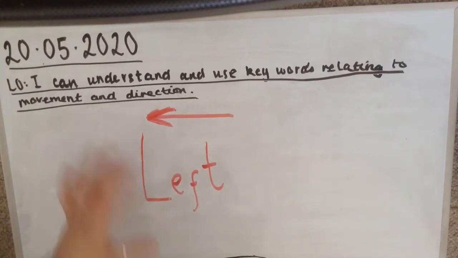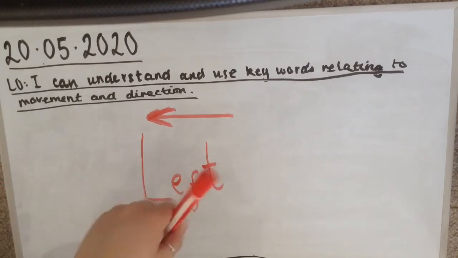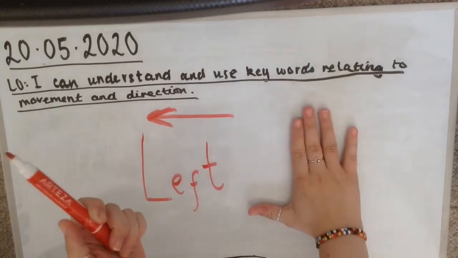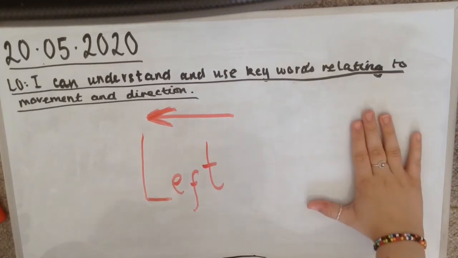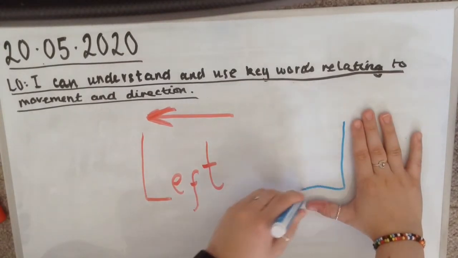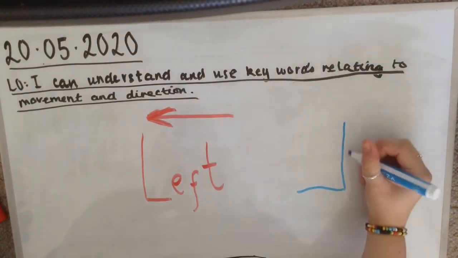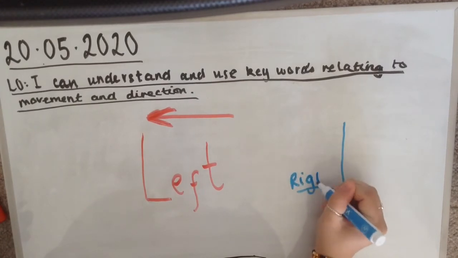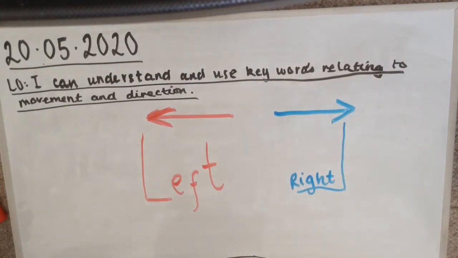Some of us, like Destiny and Sean, write with our left hand. I can't, that feels really weird to me, but some of us do. That's how we find our left hand. And this hand here would be my right hand, because, as we can see, that's not how we write our L. So actually, I'm going to write it really small. And that would be the direction of our right.